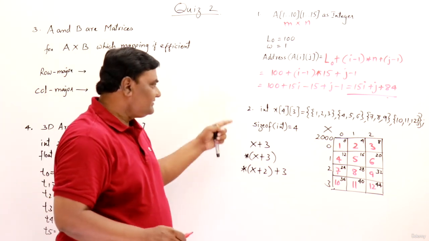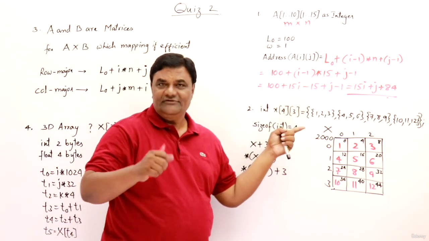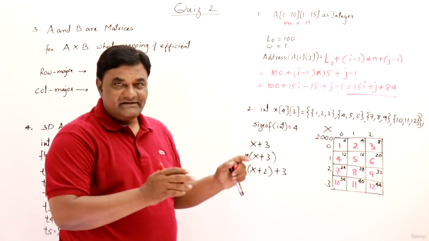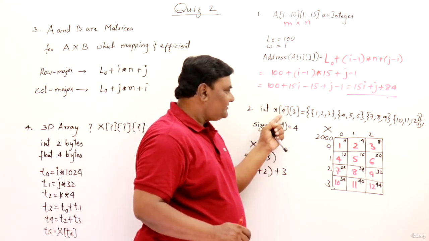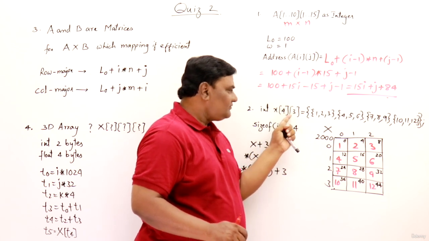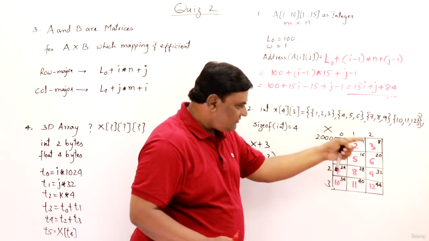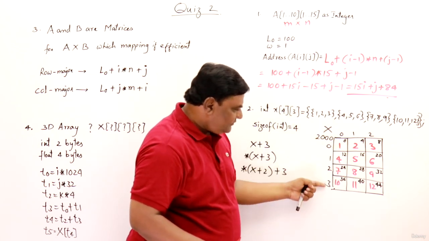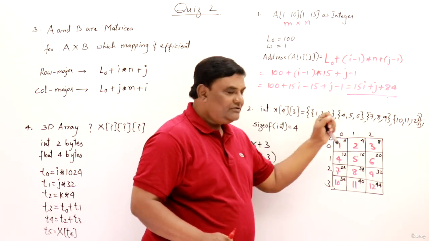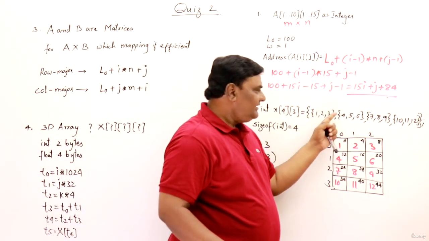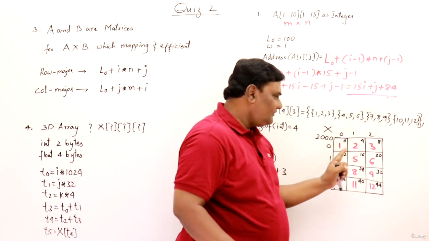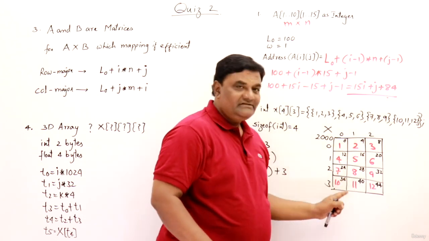Now the second question, this one. This is a little difficult for the student, so I'll explain in detail. Watch this one. There is a 2-dimensional array of dimensions 4 and 3, that is 4 rows and 3 columns. Here I have drawn it, 4 rows, 0, 1, 2, 3, and columns 0, 1, 2. It's already initialized with values 1, 2, 3, 4, 5, 6, 7, 8, 9, 10, 11, 12.